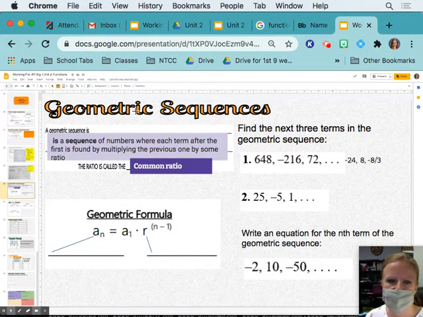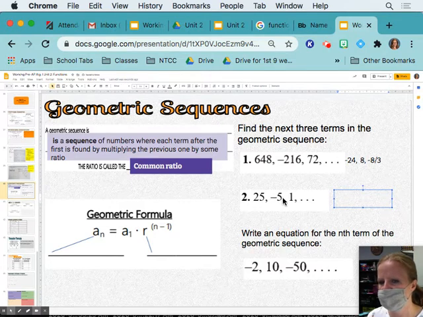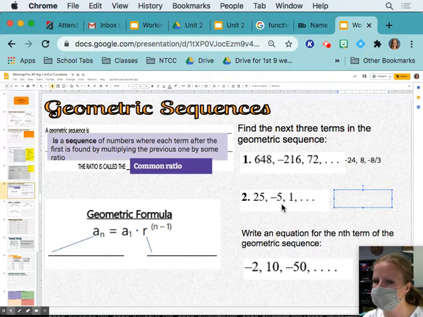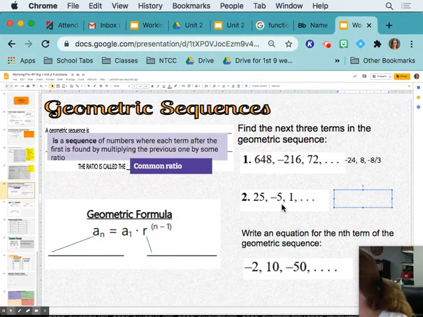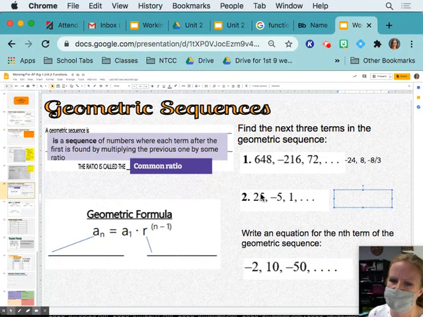Okay, let's go to the next one. We need the next 3 terms. So we have 25, and it goes to negative 5. So how do you go from 25 and multiply by something or divide by something to get negative 5? Yeah, divide by negative 5. So 25 divided by negative 5 is negative 5. Negative 5 divided by negative 5 is 1. And now 1 divided by negative 5. Negative 1/5, right?